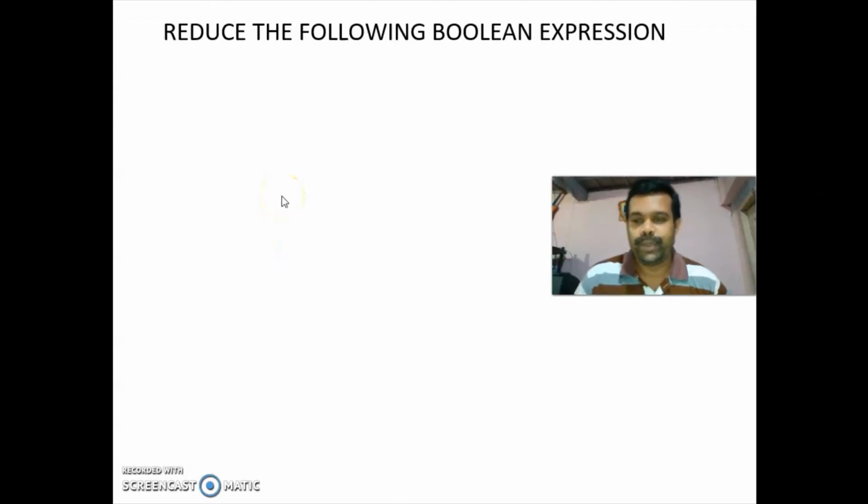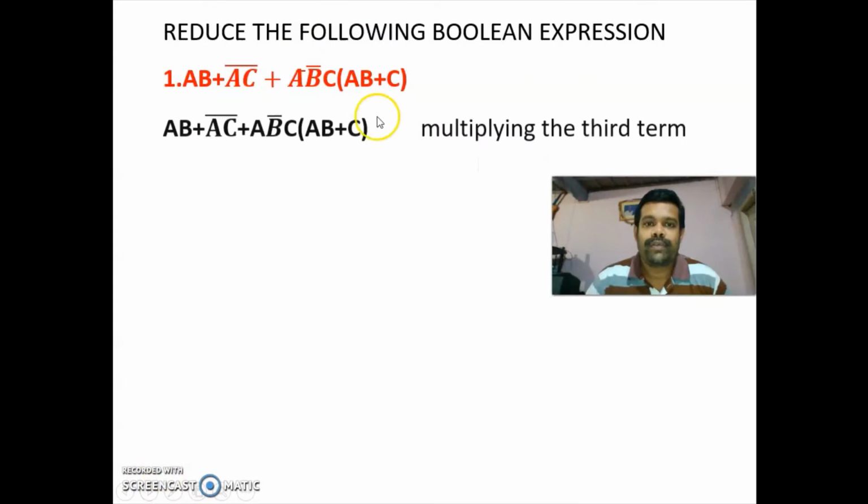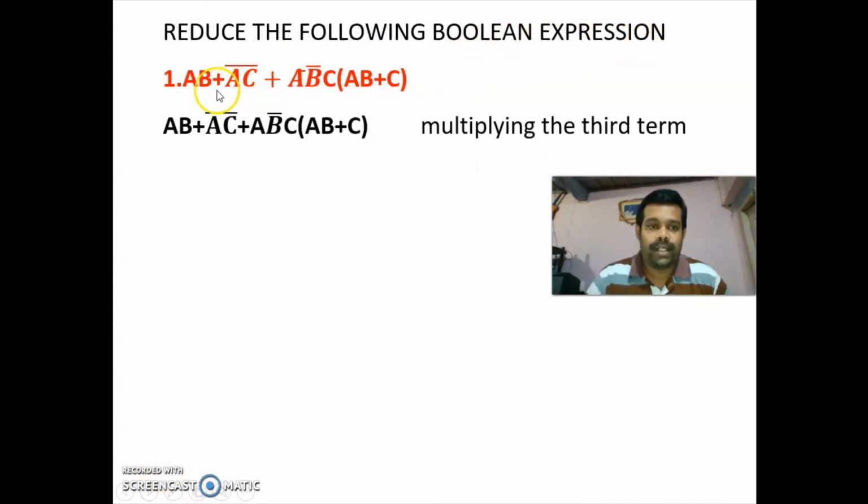So next we are going to see a problem using Boolean reduction. Reduce the following Boolean function: AB plus AC bar plus A B bar C into AB plus C.